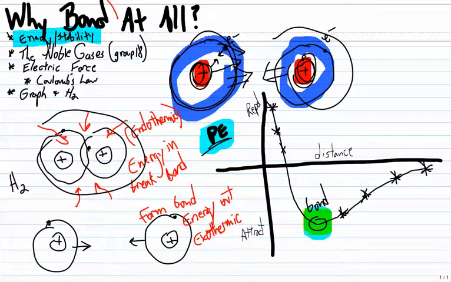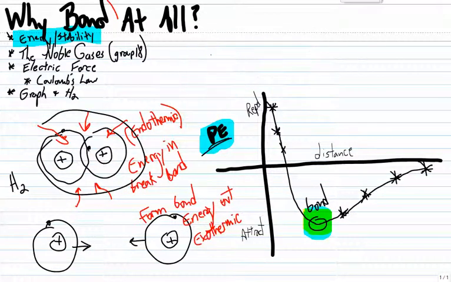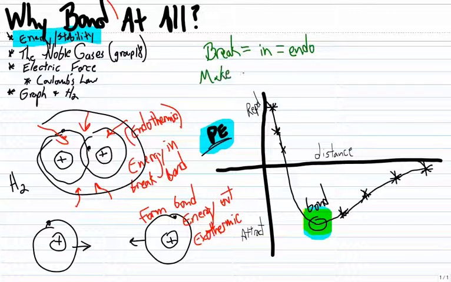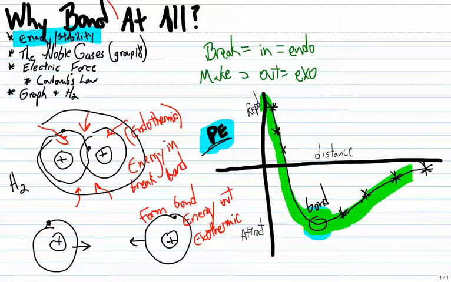So one of the big pictures here is that when you break a bond, that is energy in, and that is endothermic. And when you make a bond, that is energy out, and that is exothermic. And this is all closely related to this graph of potential energy. And at a certain distance, you get a bond where the atoms are the happiest or most stable.